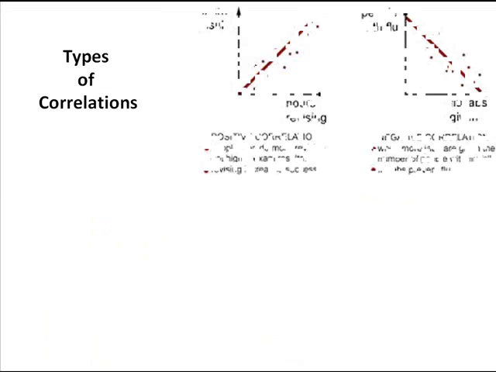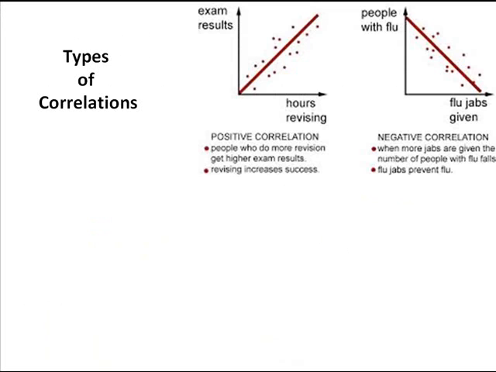Now, what are types of correlations that you can have? Well, we can see in the first one, you can have positive correlations. In this one, this is the hours spent revising a paper on the x-axis, and the results on the exam go up. So as hours go up, the results in the exam go up. And one can then generate a conclusion, or what we would call a causation, and says that revising increases success. You can draw that conclusion from this graph.